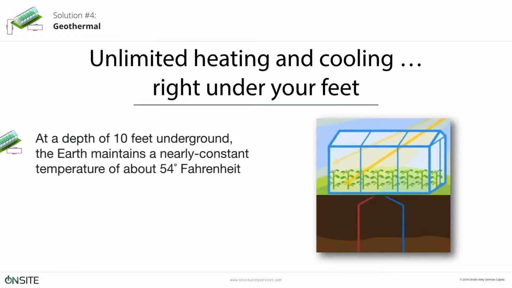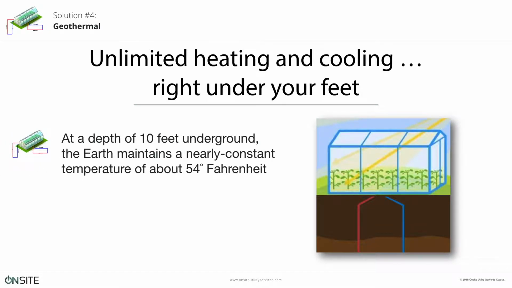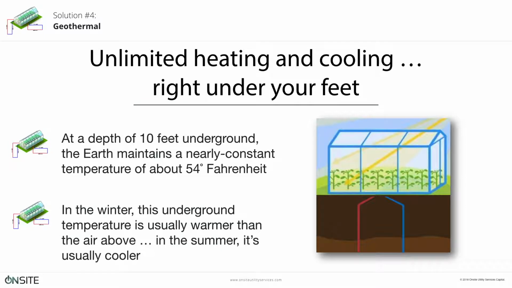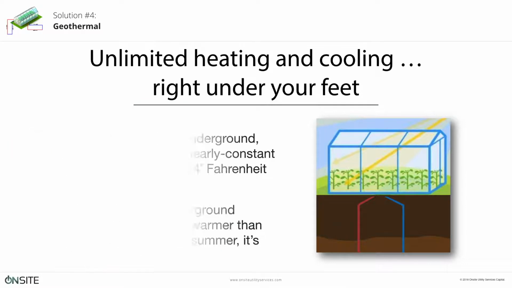At a depth of 10 feet underground, the Earth maintains a nearly constant temperature of about 54 degrees Fahrenheit. In the winter, this underground temperature is usually warmer than the air above. In the summer, it's usually cooler.